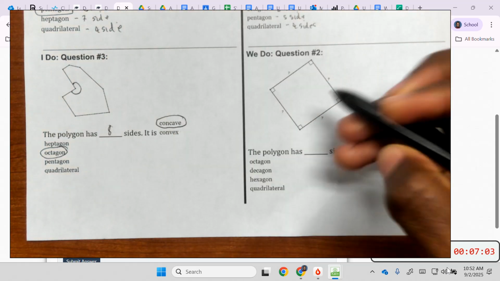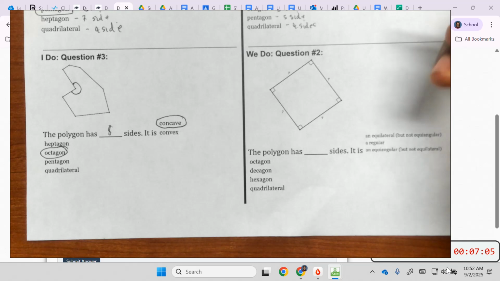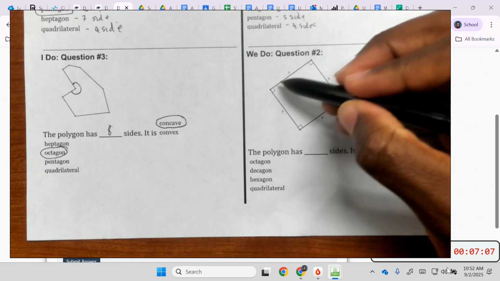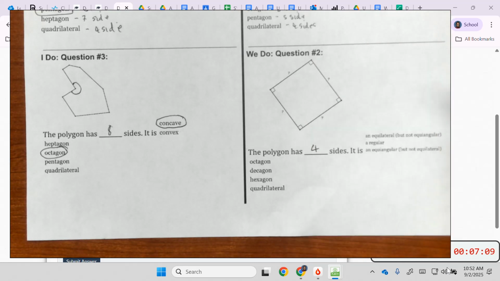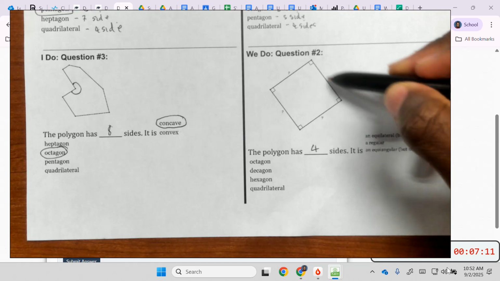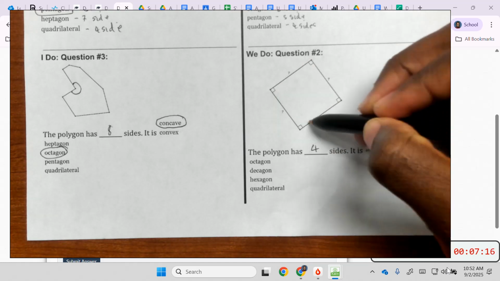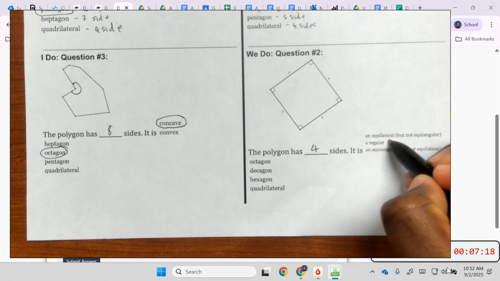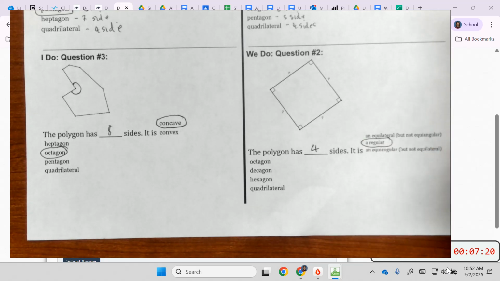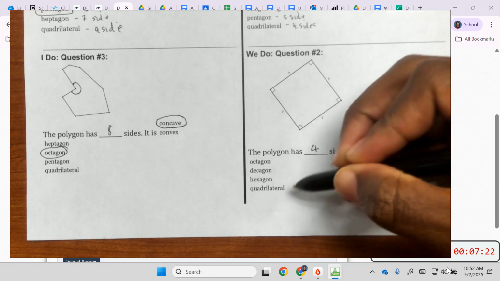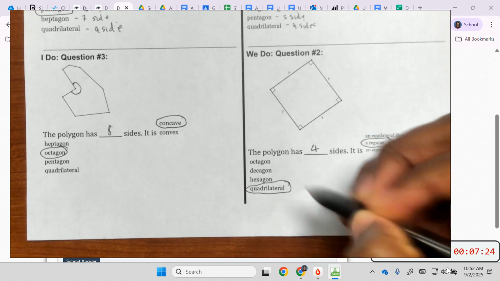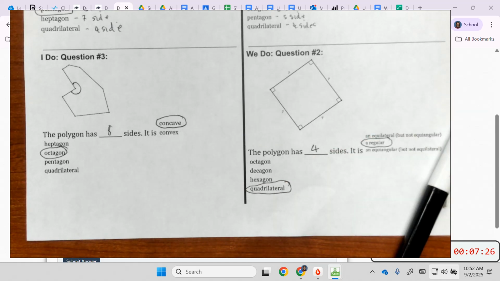Okay. And then the final one, the polygon has 1, 2, 3, 4 sides. So 4 sides. Each side measures 7, so they have equal sides. And each of these is a right angle, so it has equal angles. So it's a regular shape. It has both equal angles and equal sides. Four-sided figures are quadrilaterals. Okay, so let's do some practice on Delta.